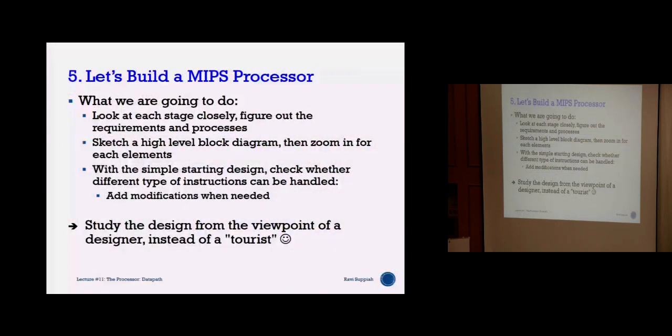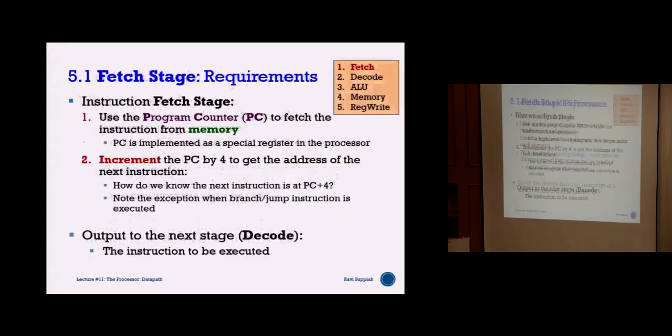Okay, so let's look at the view of the designer. How are we going to design the processor, okay, from the beginning to the end? Okay, so the first thing that we need to have is a program counter. And what is a program counter? It is basically a register used to fetch instructions from your memory. And the PC is automatically incremented by 4 after the next instruction.